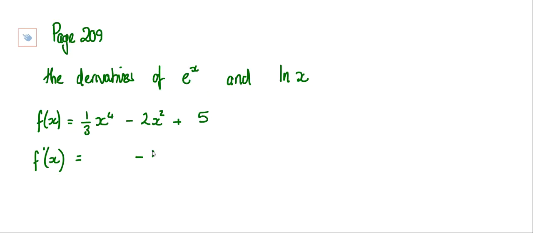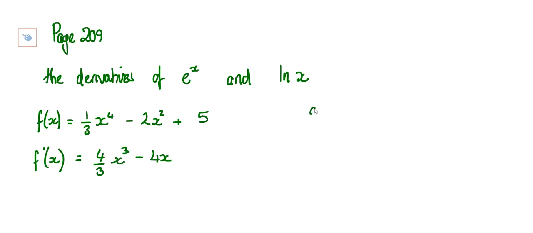Okay, so we've got minus 4x. And then we no longer have the 5. Oh, we don't have the 5, yeah. But the first one would be 4/3 x cubed.